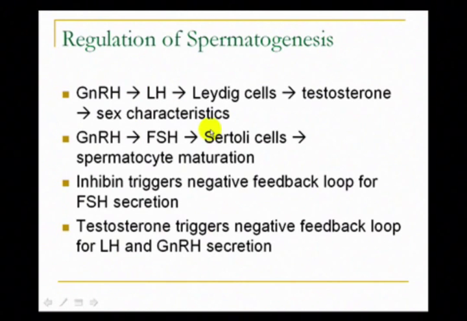Did I cover everything on this slide? So LH will target Leydig cells, produce testosterone, which gives you your secondary male sex characteristics. And then FSH will target the Sertoli cells and play a role in spermatocyte maturation.